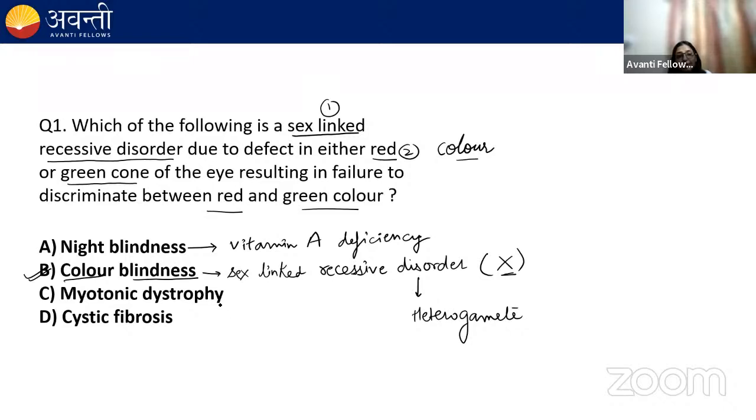Option C says myotonic dystrophy. Myotonic dystrophy is a disease where your muscles get weak. Weakness of muscles is due to myotonic dystrophy, and it is an autosomal dominant disorder. Okay. I told you the hint, that is X-linked recessive disorder. Myotonic dystrophy is an autosomal dominant disorder. Similarly, cystic fibrosis is an autosomal recessive disorder.